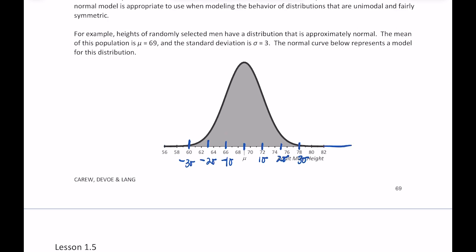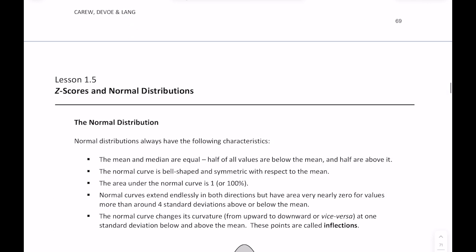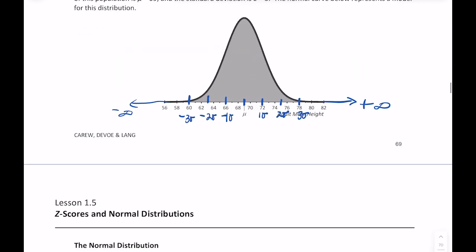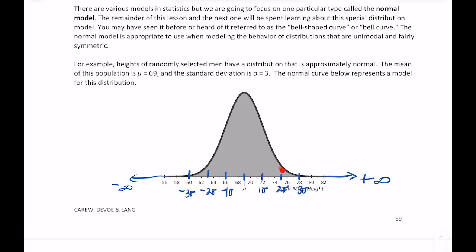So theoretically, this curve goes on forever towards positive infinity and negative infinity. Okay, but the area under it, the shaded area, would be 100%. The normal curve, as I said, extends endlessly in both directions. But as you can see, the closer you go towards positive infinity or negative infinity, the area gets smaller and smaller and smaller.